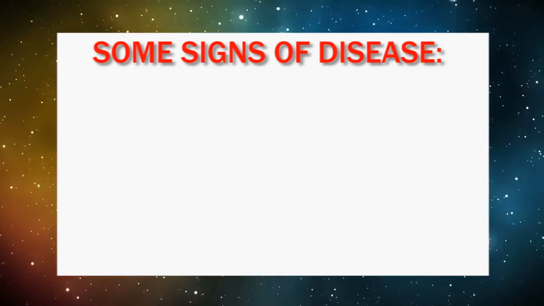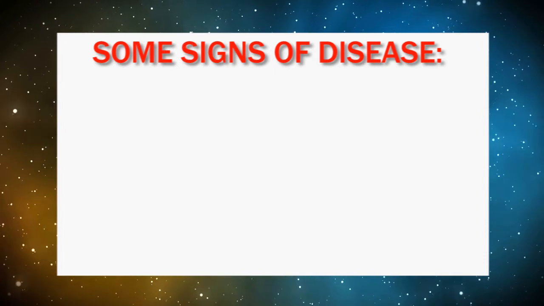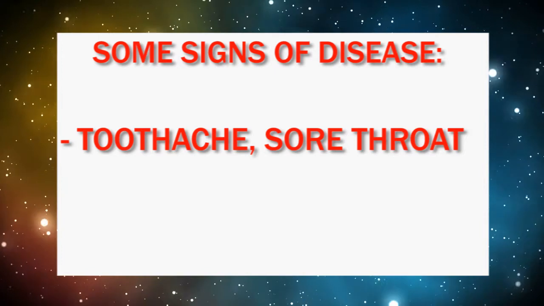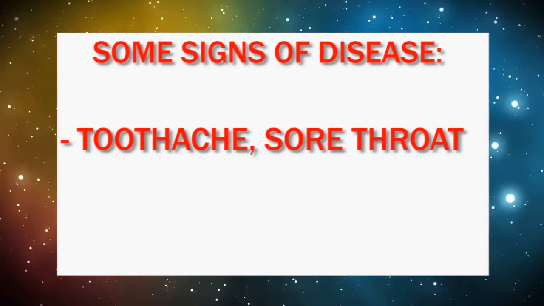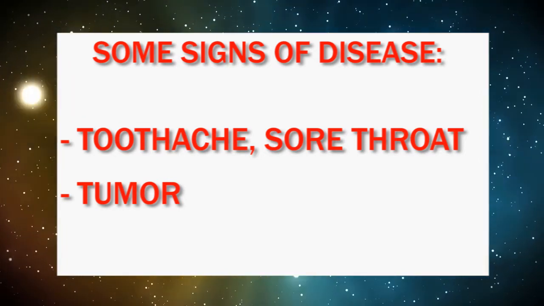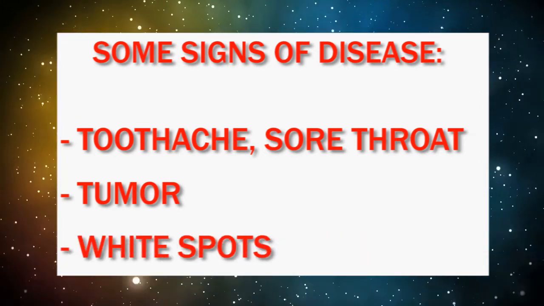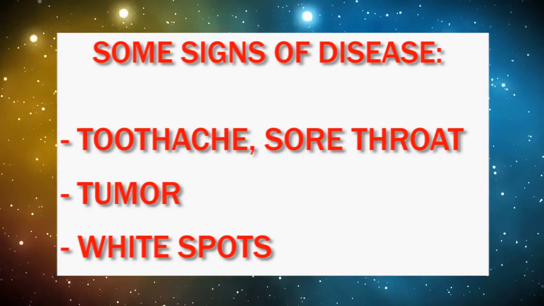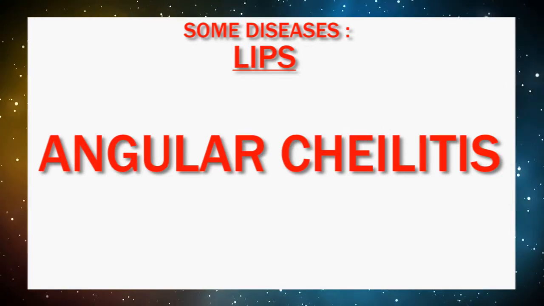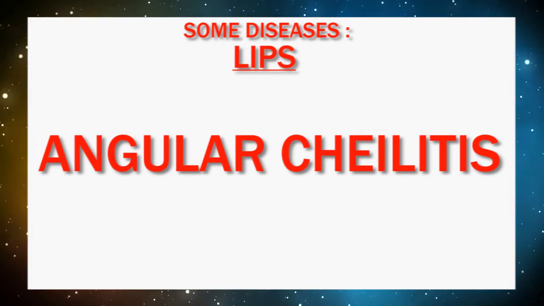A patient can complain of, for example, a toothache or a sore throat. A patient can also complain of a growth in the mouth known as a tumor, or changes in color in the mouth, like for example white spots. Now let's mention some diseases. We have the diseases of the lips. First I'll mention angular cheilitis, which is a medical name for that crack in the corner of the mouth where the lips meet.